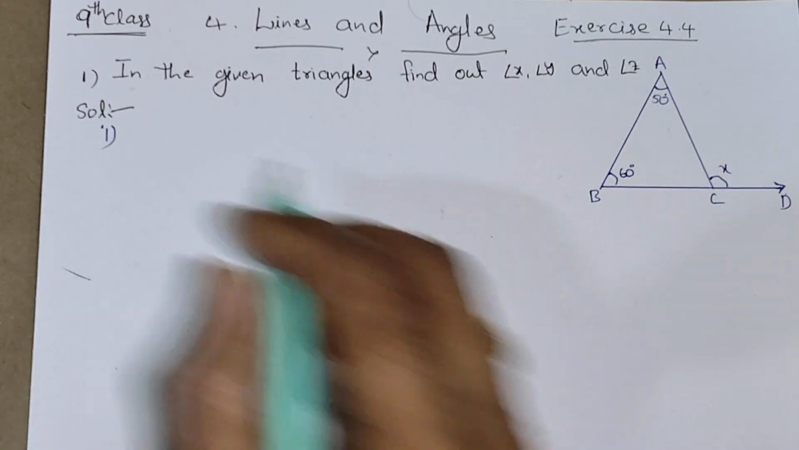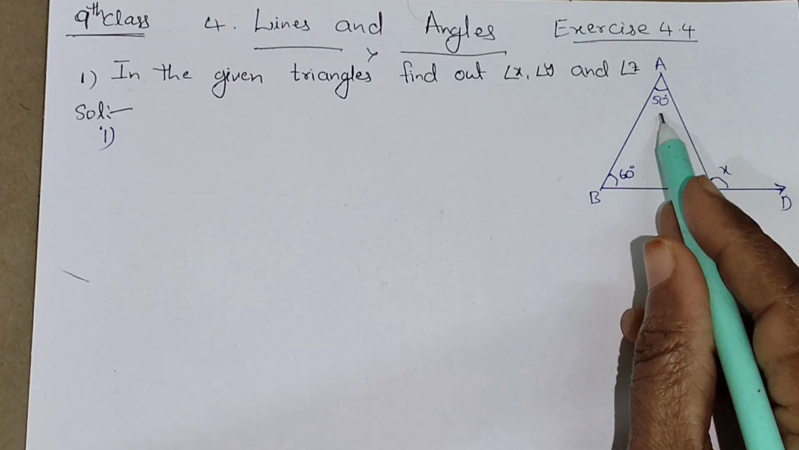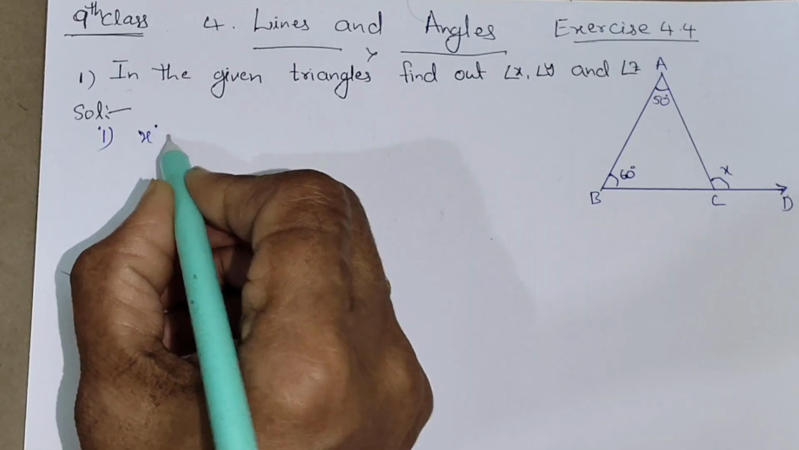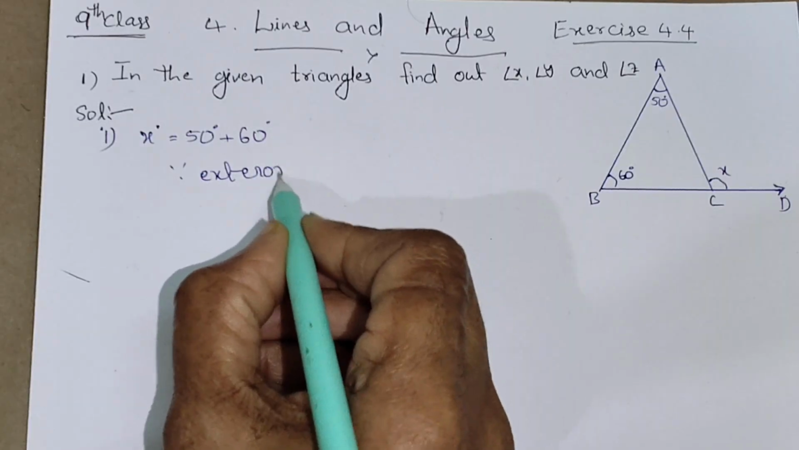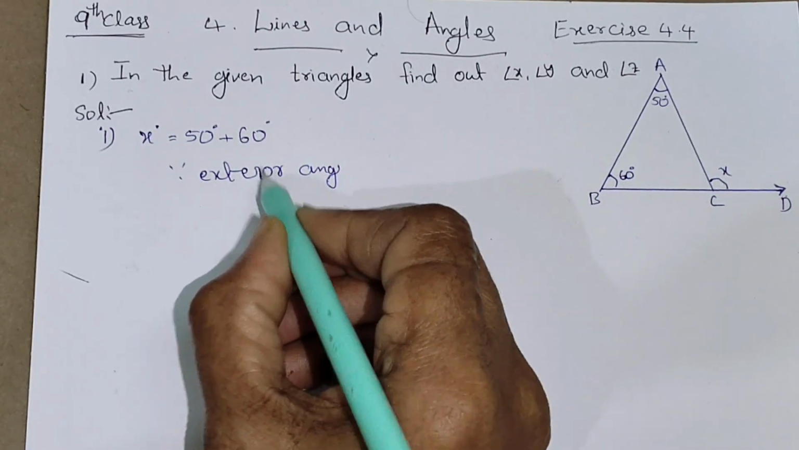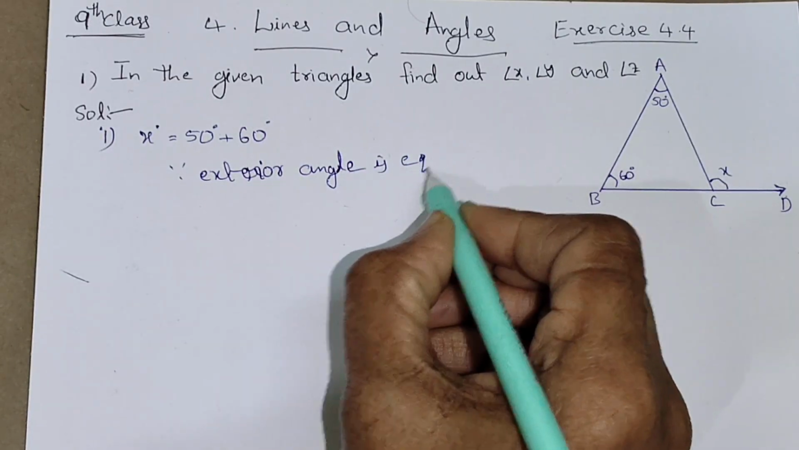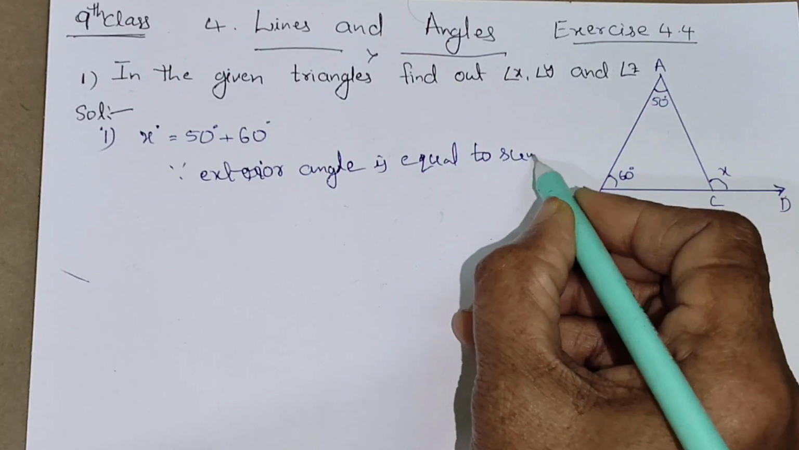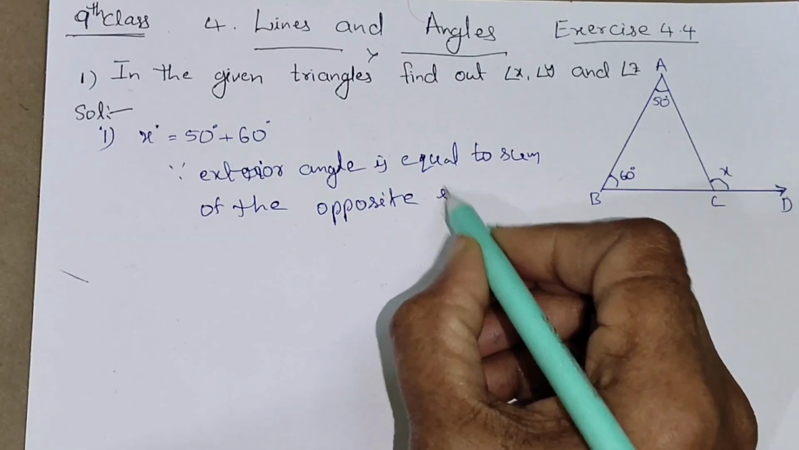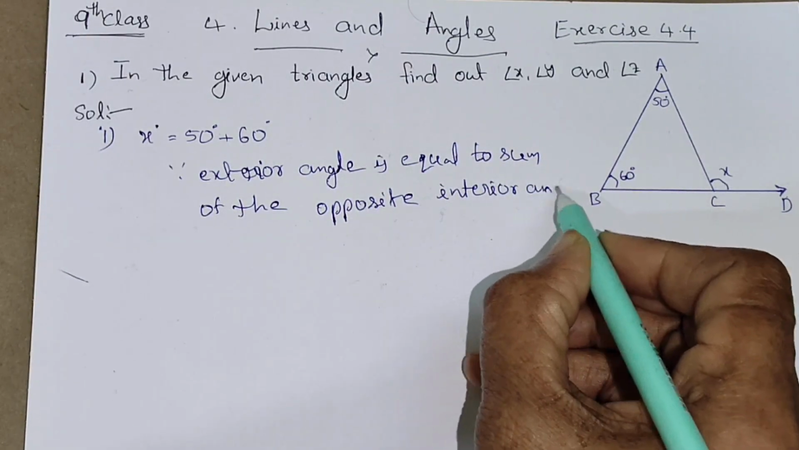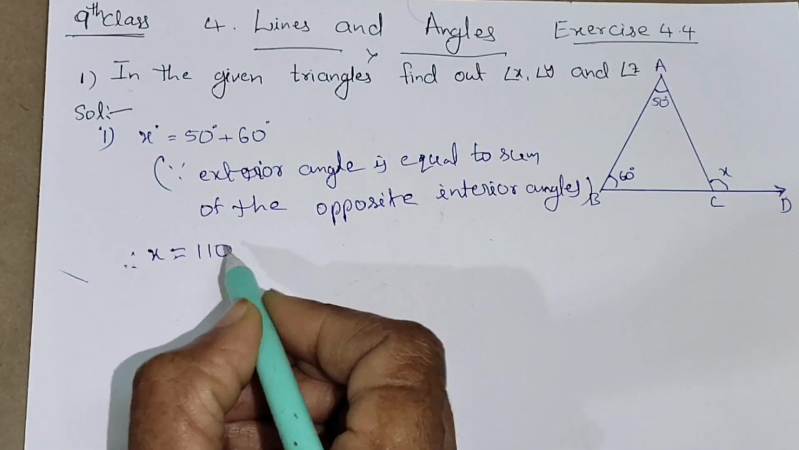So here in the first one, this exterior angle is equal to the sum of these two opposite interior angles. So x degrees is equal to 50 plus 60 degrees. The exterior angle is equal to the sum of the opposite interior angles. Therefore x equals 110 is the answer.